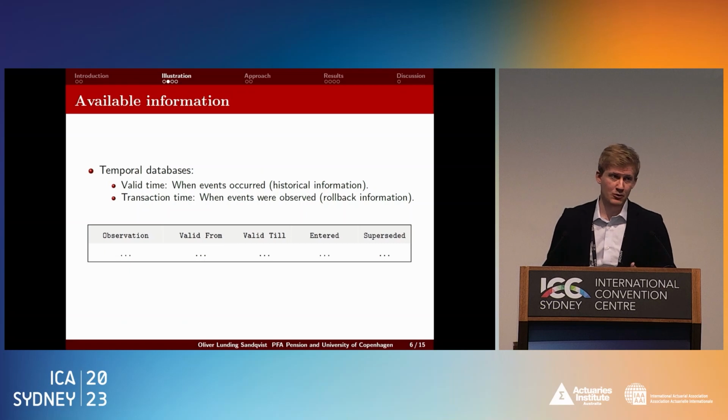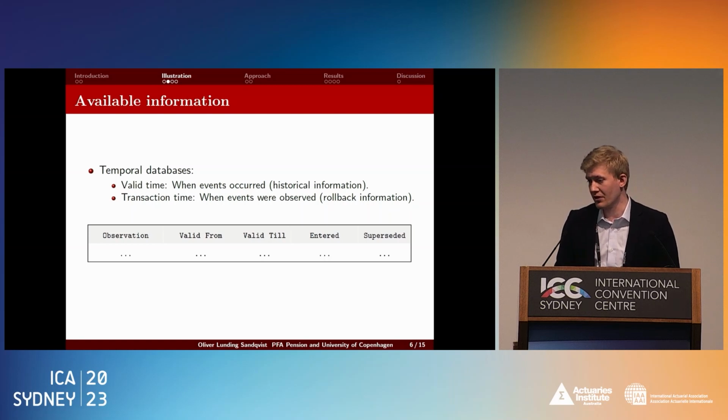So how do we actually observe this process? Well, as actuaries, we know that we observe processes through records in some different databases, maybe SQL or Excel or whatever. More generally, we will think of these databases as what are called temporal databases. So these are databases where there are two distinct time axes. The first time axis is called the valid time. So this is concerned with when the events occurred. So this is also called historical information. But you also have the second time axis, which is called transaction time.